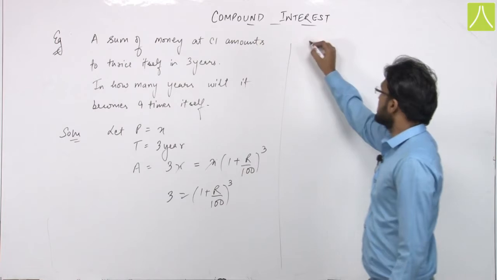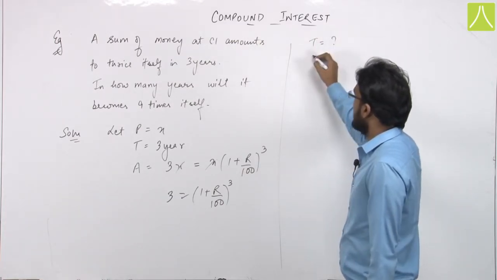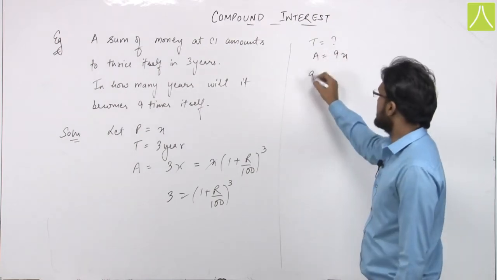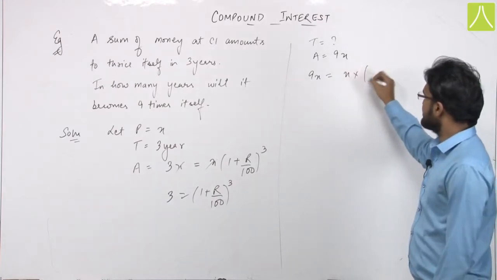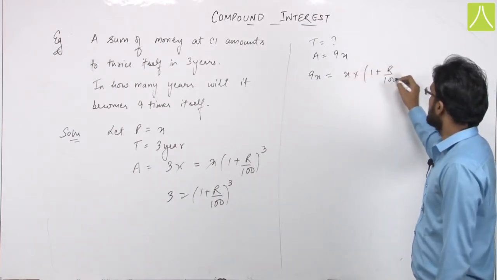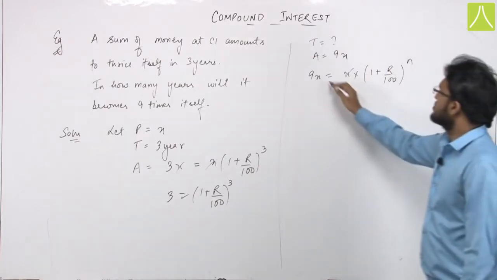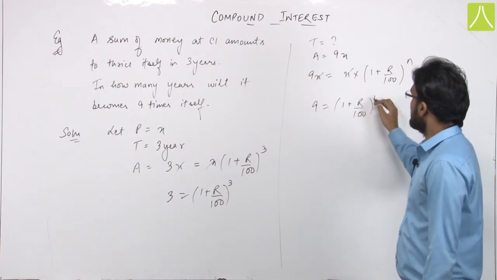Calculating for the 9 years, that is, time is what we have to calculate over here, and for the money to become 9 times of itself, the amount should become 9x. Then 9x will be equal to the principal amount over here, which will become x, into 1 plus r upon 100 whole power n, because you have to calculate the value of n. Solving this, we will be getting 9 into 1 plus r upon 100 whole power n.